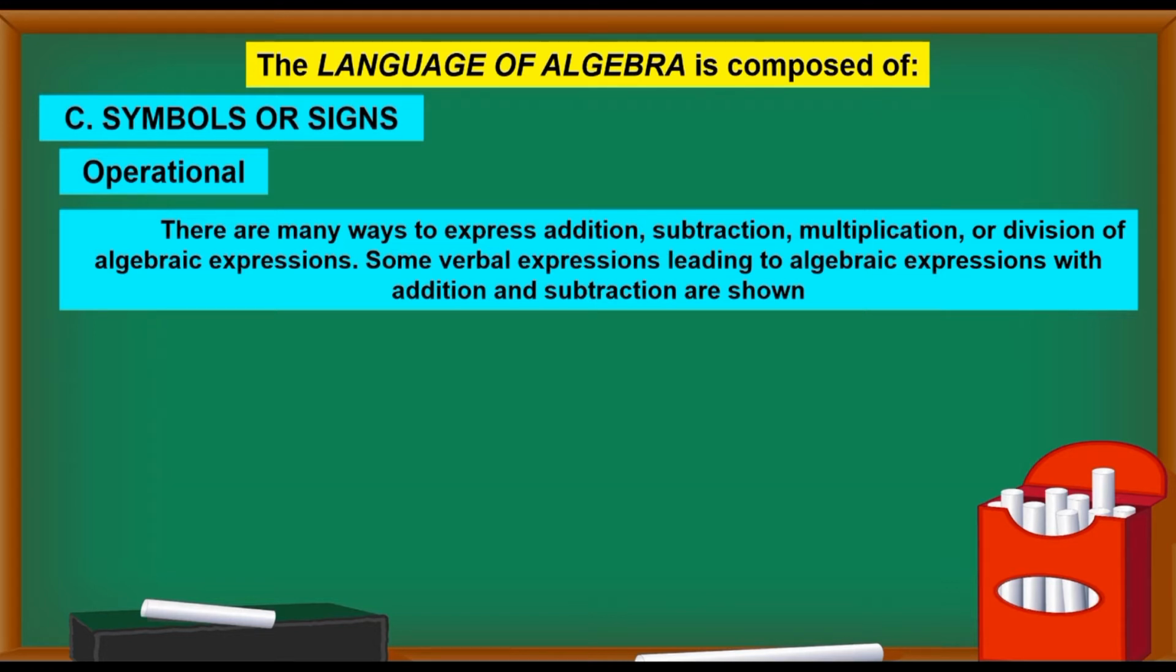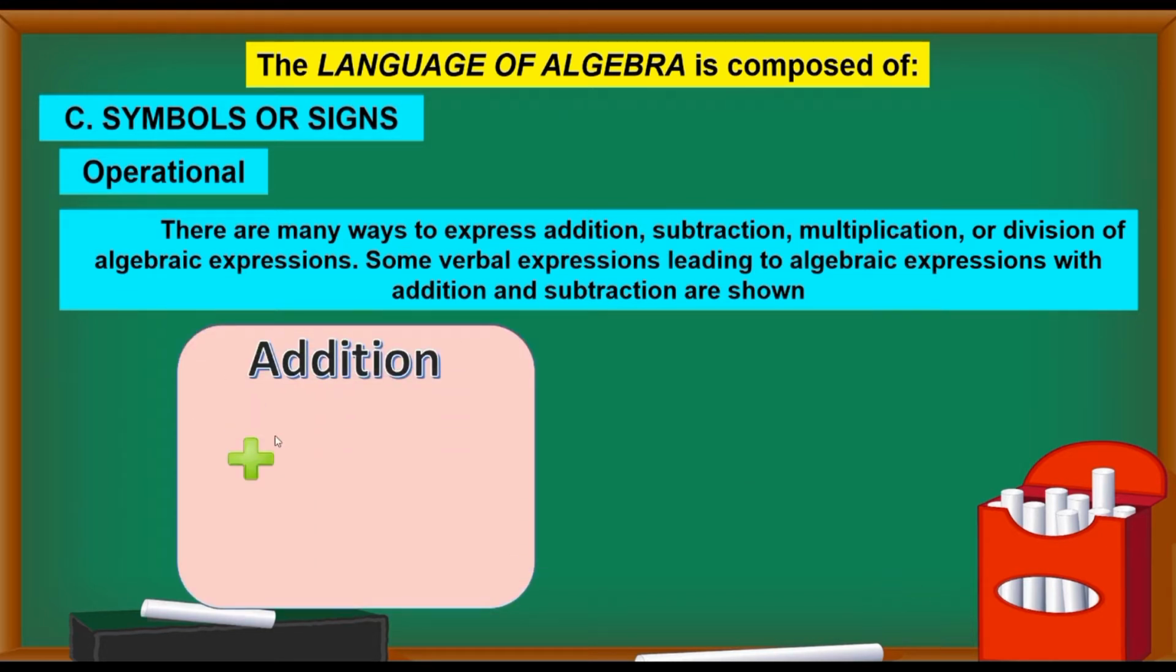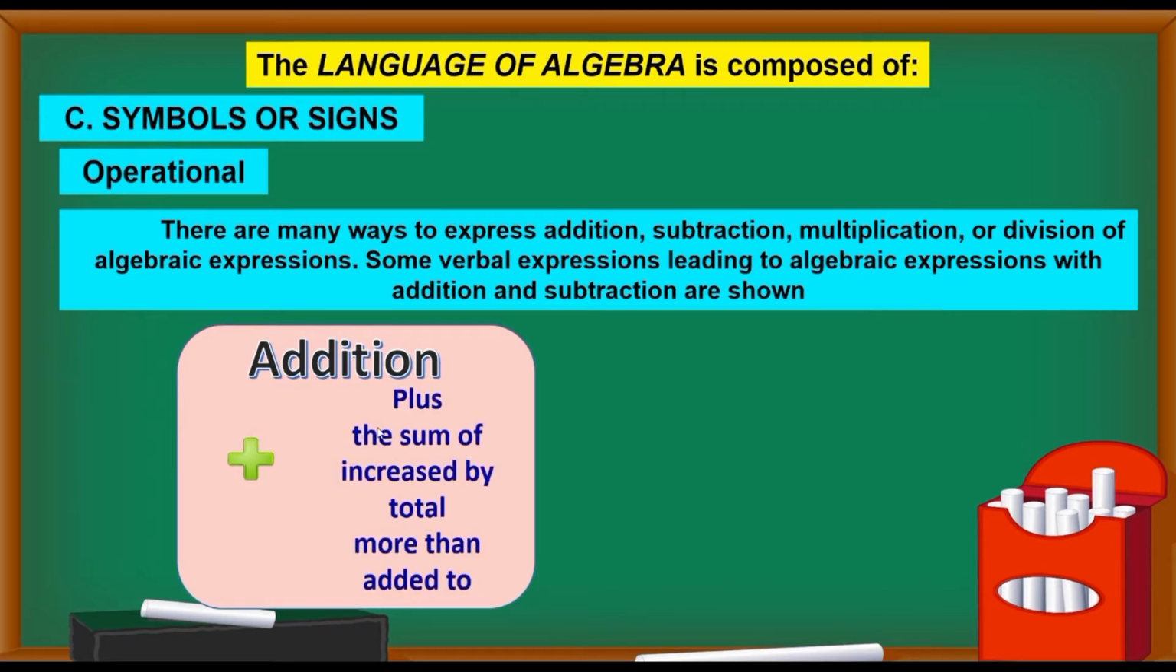So, tandaan po natin, kung tayo ay merong Tagalog na pwede natin gawing English, dito rin po meron tayo sa mathematics. From verbal, pag sinabing verbal ay language, to mathematical. Pag sinabing mathematical naman po ay symbol. So, basta alam natin dapat lahat ng symbol at signs. So, for example, sa addition, ang symbol ng addition ay yung plus sign. Ang mga term na pwede natin gamitin dyan ay plus, the sum of, increased by, total, more than, added to. At marami pa pong iba.